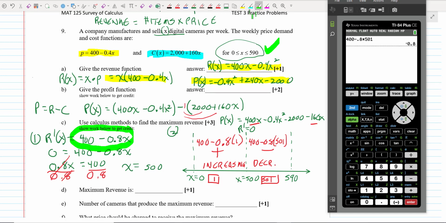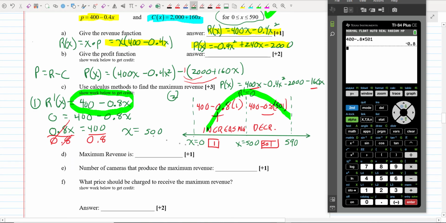All right, so really what this just means is the function's going to increase, hit a high point, then decrease like that. Okay, so that maximum revenue is going to happen when x is equal to 500. Now if we're going to find that maximum revenue, you need to plug into the revenue function, which is our answer to part A. So we're going to do this basically, and then we'll use the calculator.